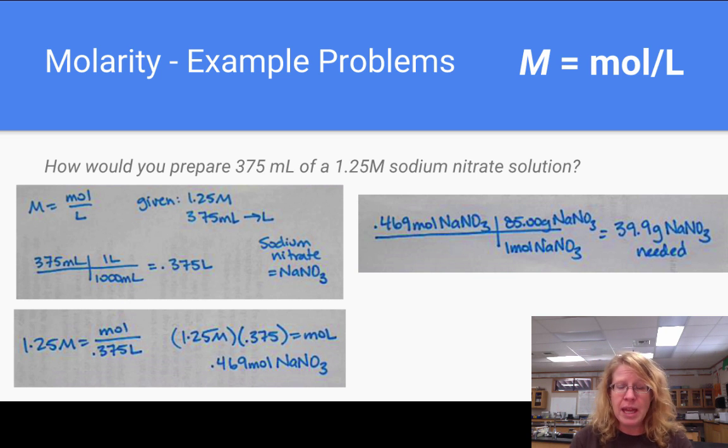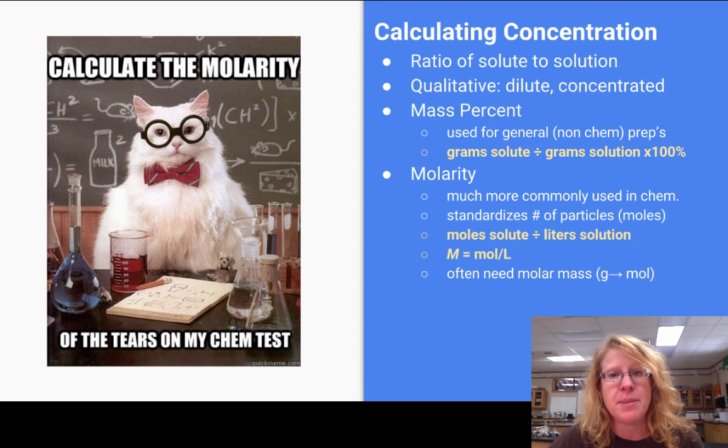So how would I prepare that? I would measure up my 39.9 grams of sodium nitrate. I'd splash it in some water, dissolve it all, and I'd bring the water volume up to exactly 375 milliliters. And that would make a perfect 1.25 molar solution. So there you go, dealing with our different types of solutions today and concentrations of solutions.